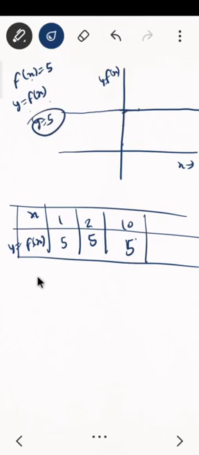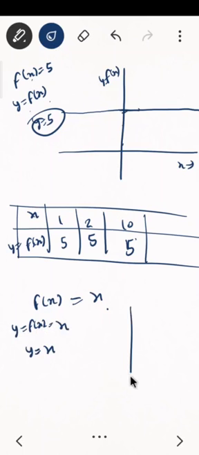Correct? And if I give one more example, see f of x equal to x. So the question is, can you quickly draw the graph? That means you need to consider y equal to f of x, so that is y equal to x. So you need to draw the graph of y equal to x. How will you do? If you put 1, y will also be 1. If you put 2, y will also be 2. If you put 3, also 3. To draw a straight line we require a minimum of 2 points, correct? So we can easily draw this straight line. This is the graph of f of x equal to x.